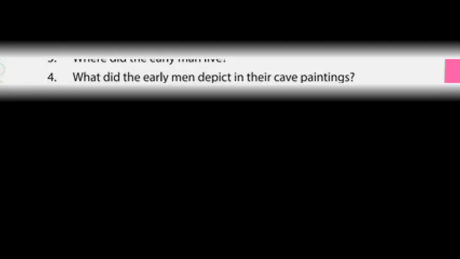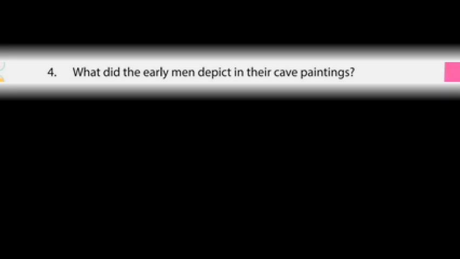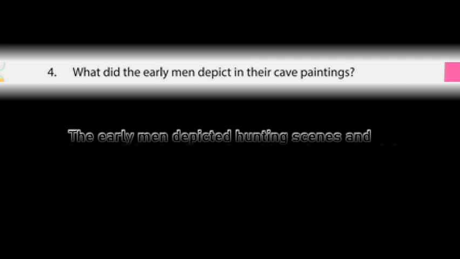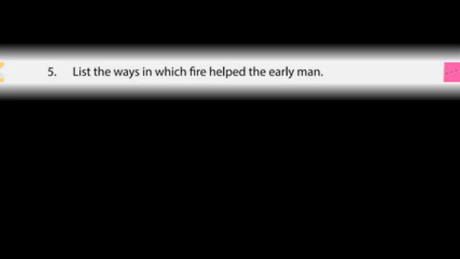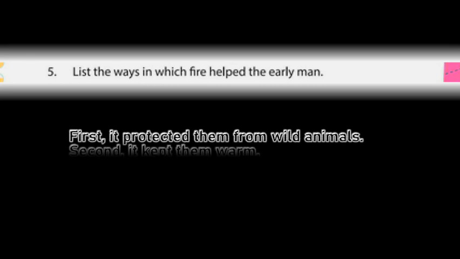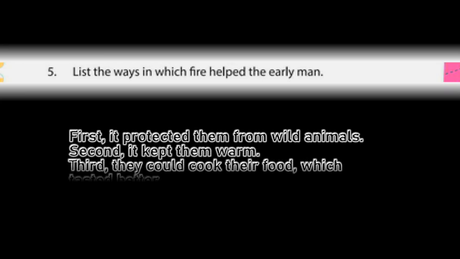Question number 4 is, what did the early men depict in their cave paintings? And the answer will be, the early men depicted hunting scenes and large wild animals such as bison, horses, and deer. Next question is, list the ways in which fire helped the early man. First, it protected them from wild animals. Second, it kept them warm. Third, they could cook their food, which tasted better.